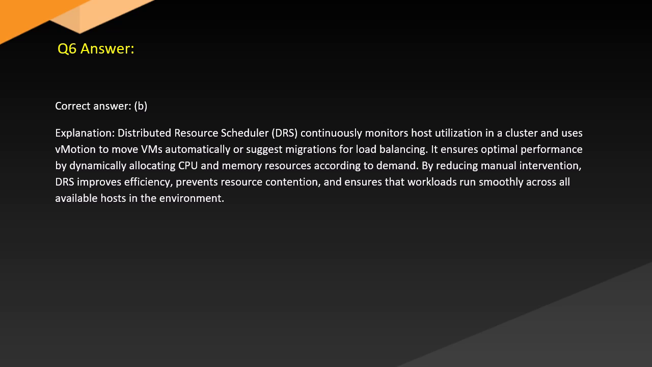Answer. Correct answer: B. Explanation. Distributed Resource Scheduler (DRS) continuously monitors host utilization in a cluster and uses vMotion to move VMs automatically or suggest migrations for load balancing. It ensures optimal performance by dynamically allocating CPU and memory resources according to demand. By reducing manual intervention, DRS improves efficiency, prevents resource contention, and ensures workloads run smoothly across all available hosts in the environment.